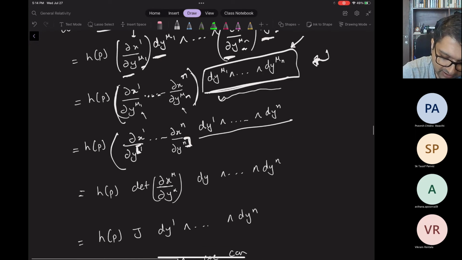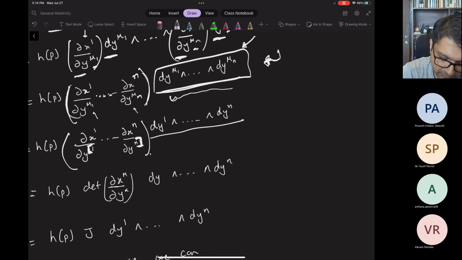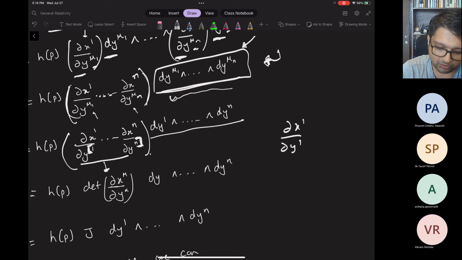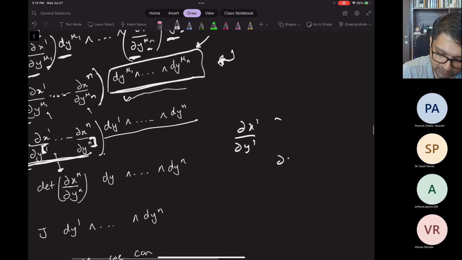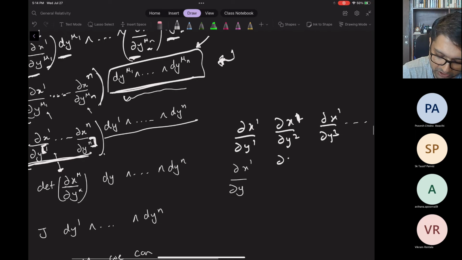And so now this entire thing can be written as the determinant. Since this is an anti-symmetrization, I will have terms like partial x1 over partial y1, and every time I differentiate, I always have a different derivative with respect to a different y. So this is a sum over many terms. It's really like taking the determinant of this matrix: partial x1 over partial y1, partial x1 over partial y2, partial x1 over partial y3, dot dot dot, partial x2 over partial y1, partial x2 over partial y2, partial x3 over partial y3.